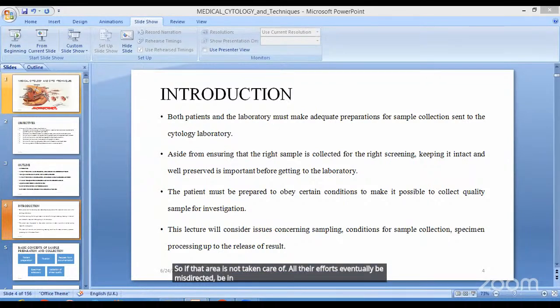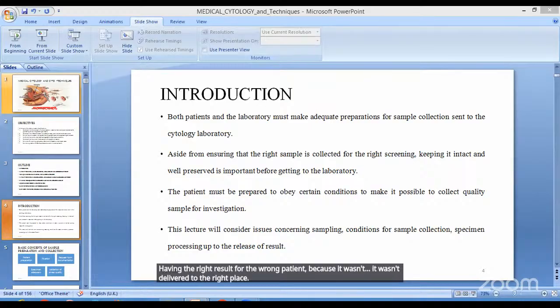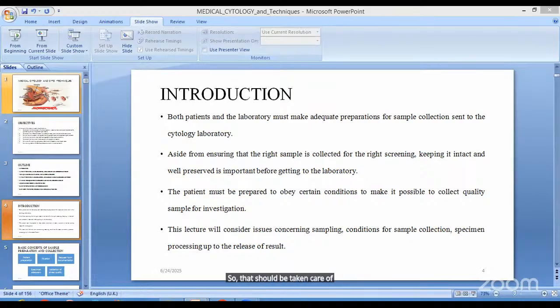I mean, now having the right result for the wrong patient because it wasn't delivered to the right place. So that should be taken care of. And of course, the post analytic report filing: once everything is done, we have to keep the records permanently, archive it or cloud it if you are using the technological devices.